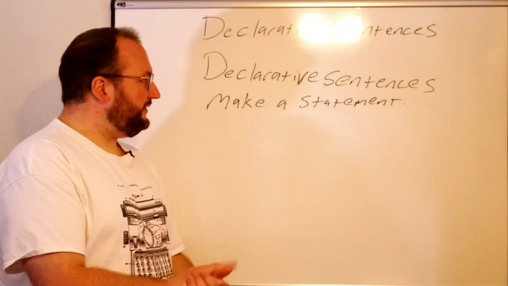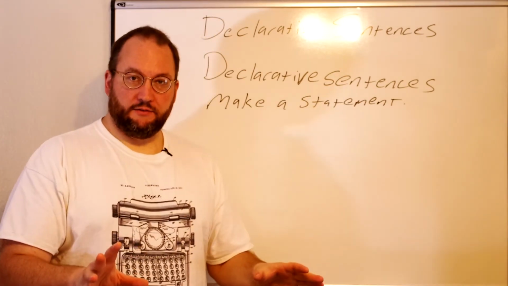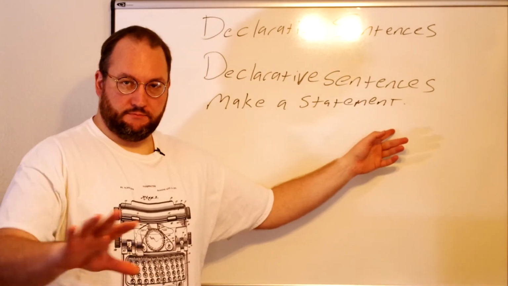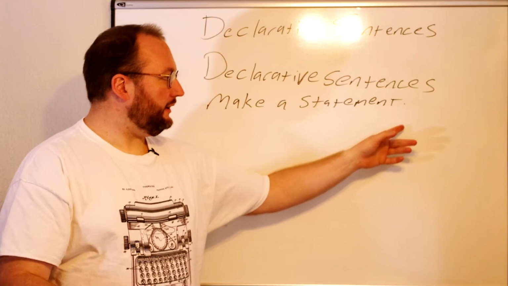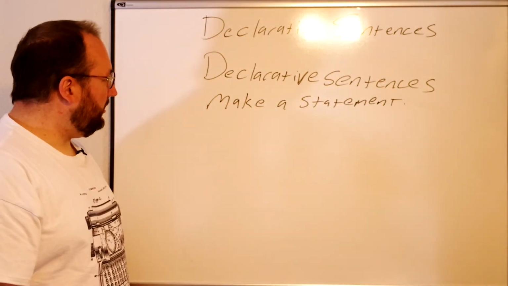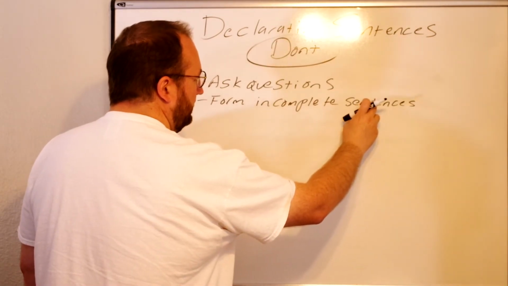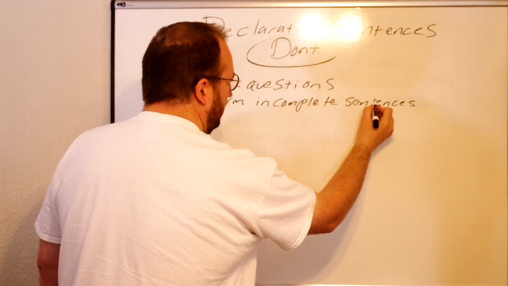A declarative sentence always ends with a period. Period, end of story. That's how you end. That is really off kilter. Declarative sentences do not form incomplete. Oh my gosh, my handwriting is so terrible.